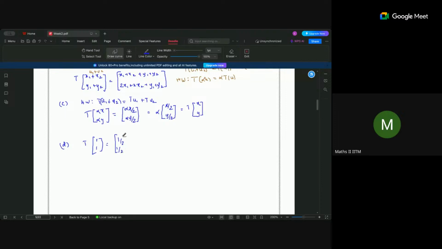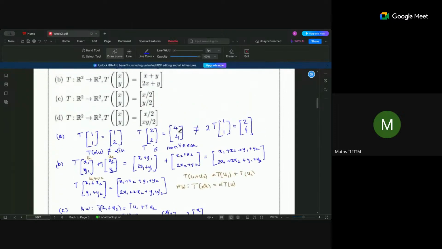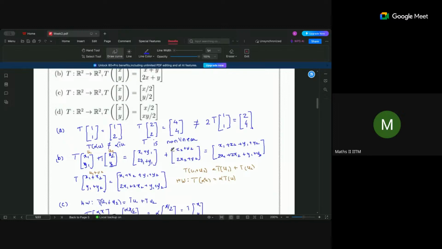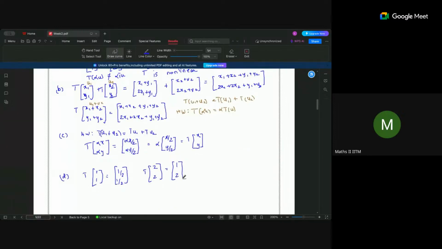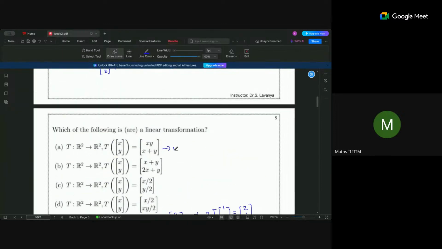Now what about T of 2 comma 2? It is 1, 1, right? And it is not equal to 2 times T of 1 comma 1. So you can see that this is not linear. So this is non-linear. These two are linear and this is non-linear.